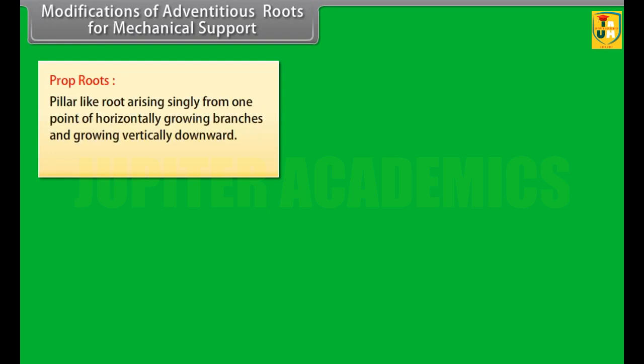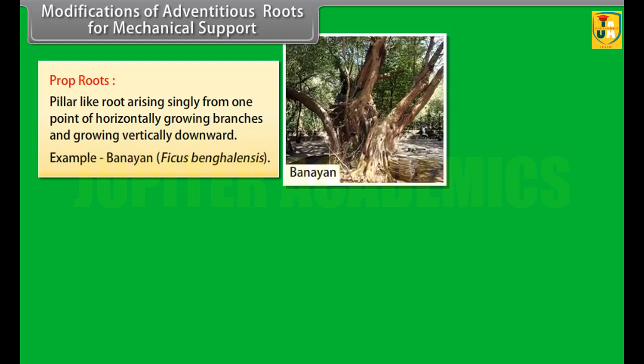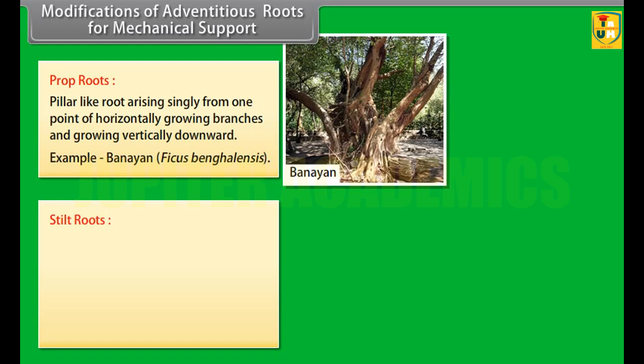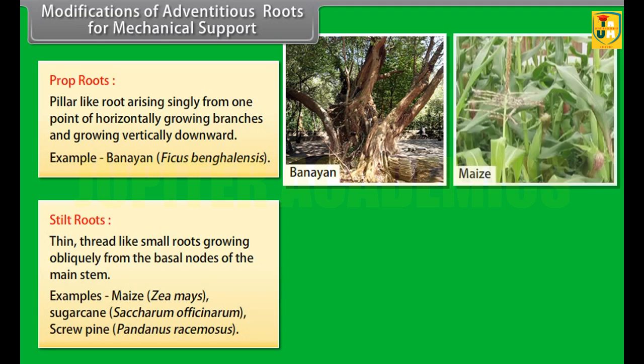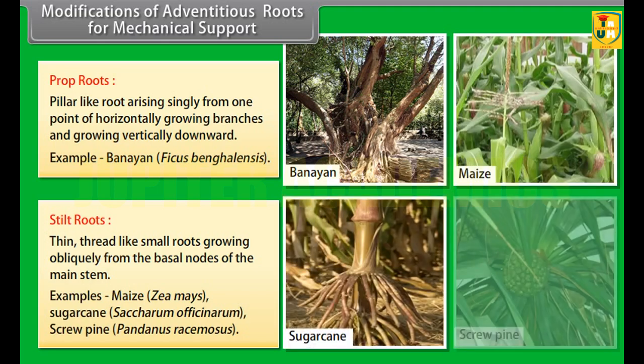Prop roots: pillar-like roots arising singly from one point of horizontally growing branches and growing vertically downward. Example: banyan. Stilt roots: thin, thread-like small roots growing obliquely from the basal nodes of the main stem. Examples: maize, sugarcane, screw pine.